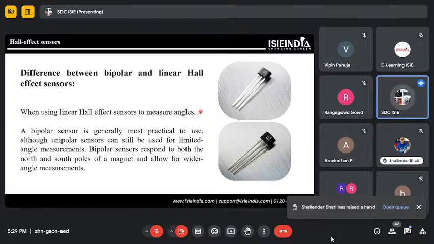The second differentiating point is that linear Hall effect sensors only measure the angle, right? Displacement in the angle, whereas bipolar sensors respond to both north and south pole magnetic fields, allowing a wider area of measurement, right? It's not only for some particular angle of rotation that they respond. So there is a huge difference between bipolar and linear Hall effect sensor responses, right?